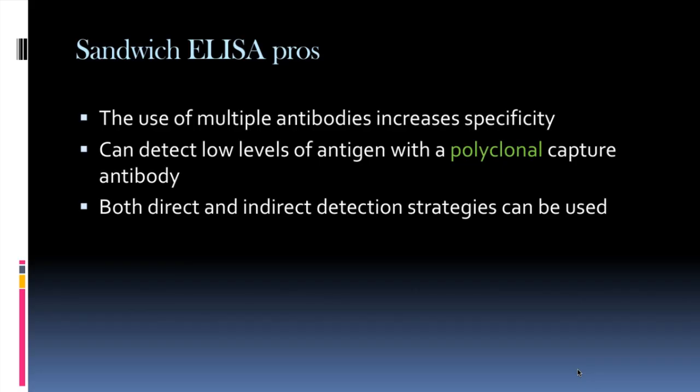Secondly, you can detect very low levels of antigen. Sometimes a polyclonal capture antibody is used, and so then it just detects any of your antigen that is present because it's not looking for one specific epitope or one specific site. And in that way, you can capture all of the antigen that is put into a well, or at least most of the antigen that is put into a well, being able to then detect very low levels. And again, both direct and indirect detection strategies can be used. So there's a bit of flexibility with sandwich ELISAs.